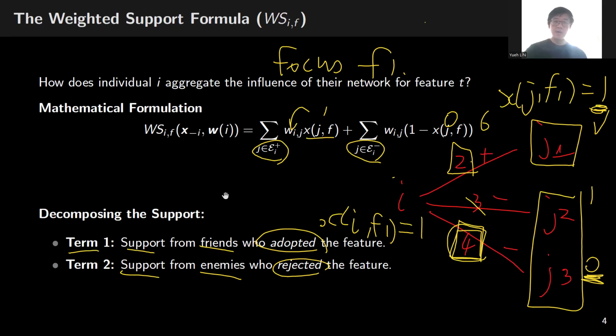In sum, we consider two different types of support: from friends who vote 1, who choose 1 with respect to that feature, or from enemies who choose 0 with respect to that feature. If we sum up the two supports together, we get the total, the weighted support for individual i and for the feature f. So that's why we say weighted support of i f.